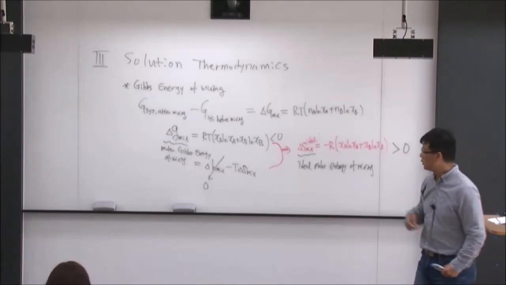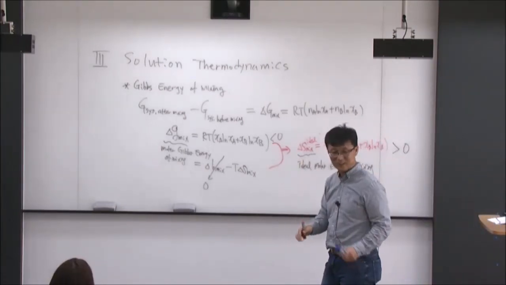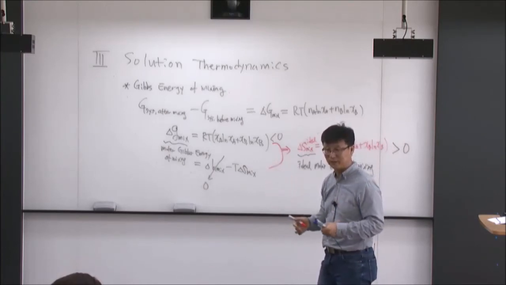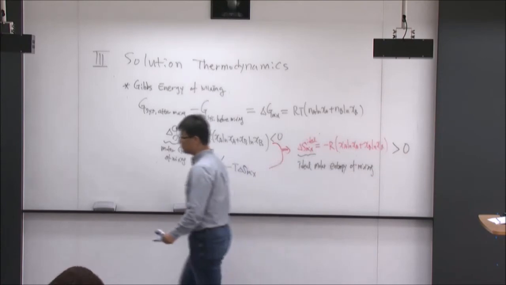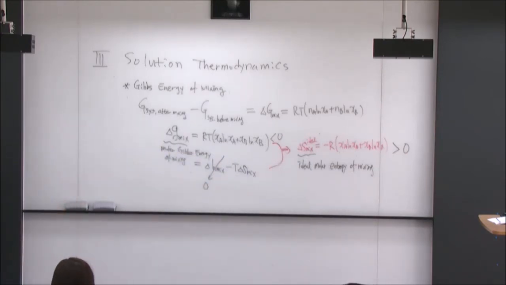Okay? So in order to show a little bit of this kind of concept graphically, we can draw a couple of actual graphs. If you look at any kind of thermodynamics book, people always draw this one. So let's draw a couple of diagrams here to show the idea of this ideal entropy and ideal Gibbs energy of mixing.